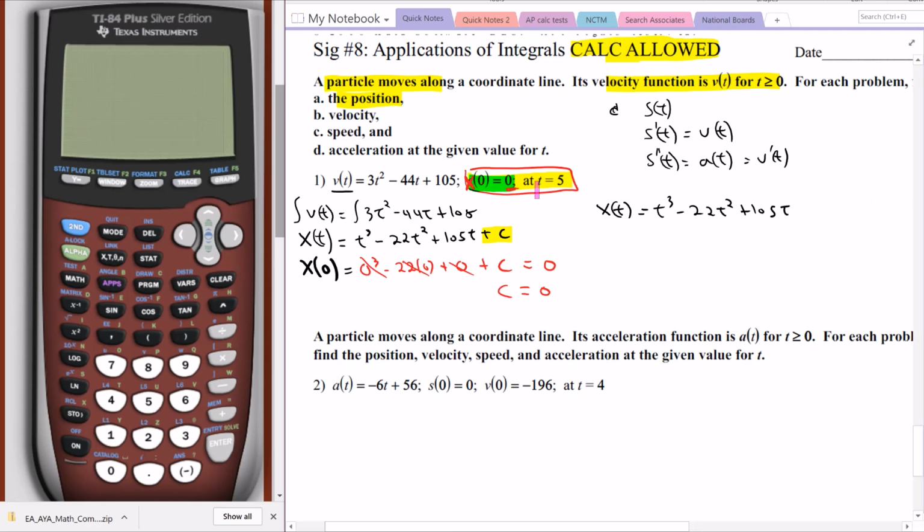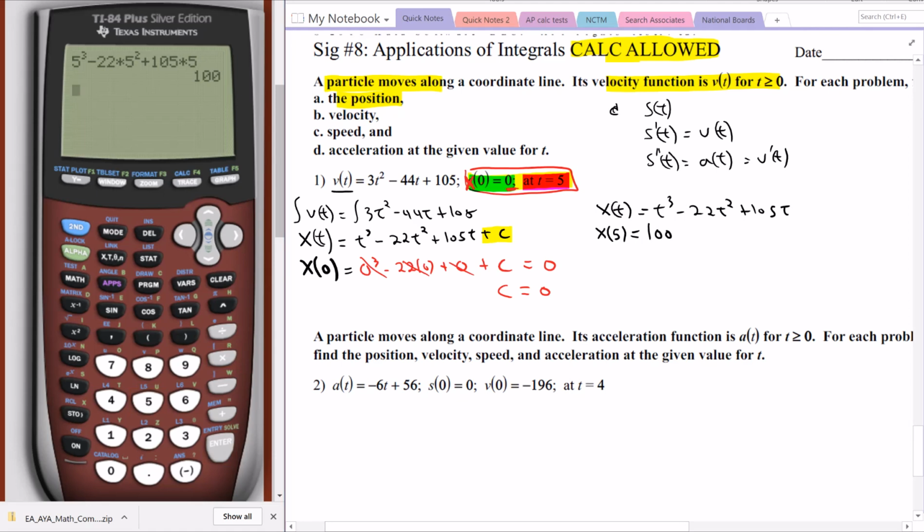Now this piece of information is asking: find the position at t equals 5. So I actually need to find x of 5, and this is where you don't need to do this by hand, you just use a calculator. So we're going to do 5 cubed minus 22 times 5 squared plus 105 times 5, and it's going to give us 100. So the position is 100. At 5 seconds, the position is 100.